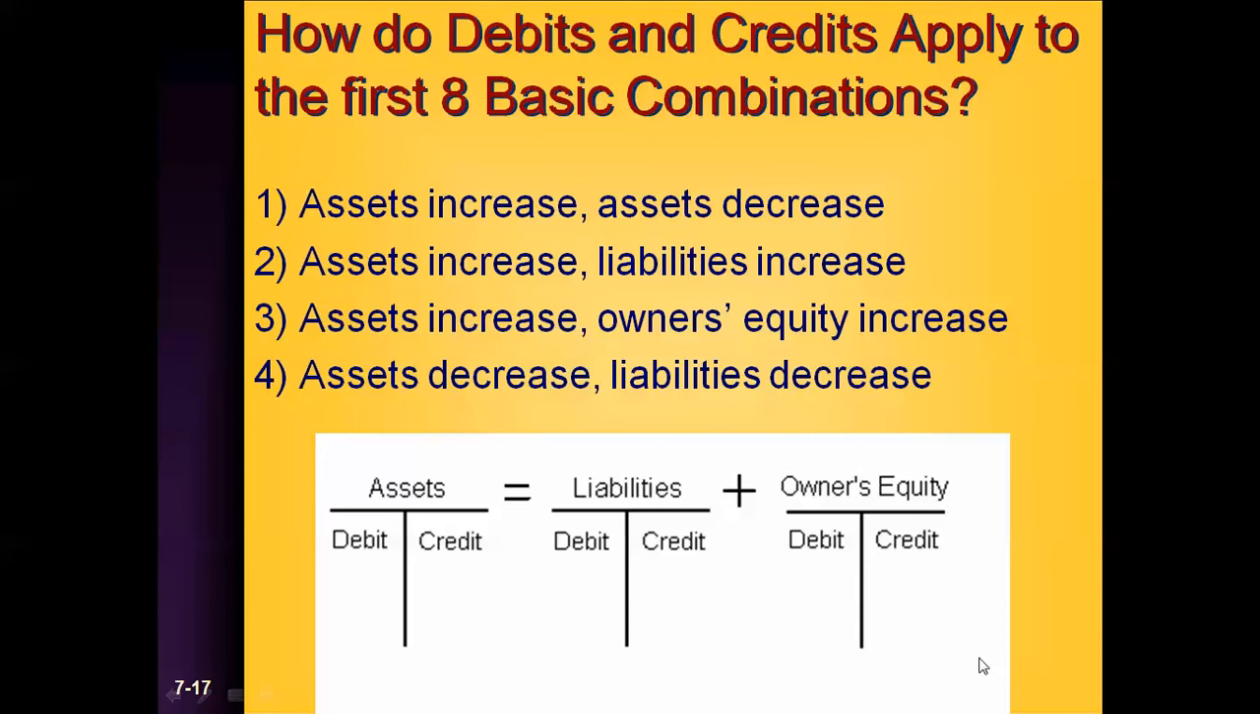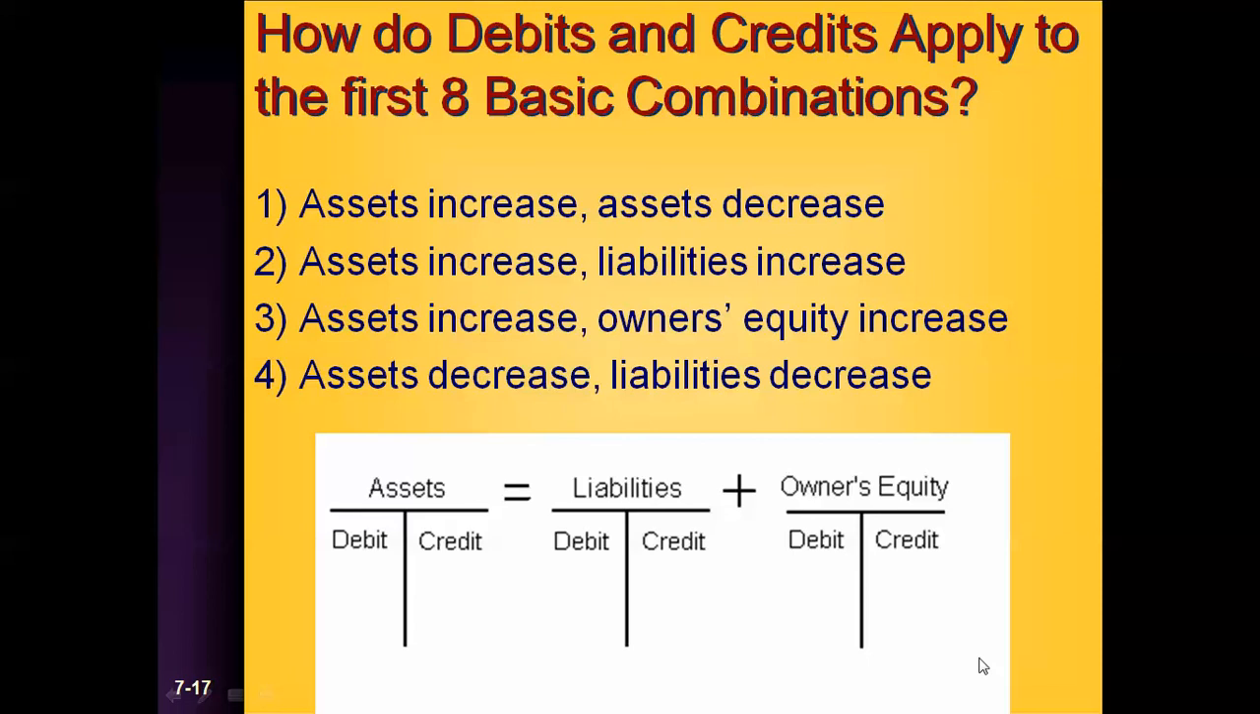Okay, the third example is assets increase, owner's equity increases. In this particular case, a customer might be billed for services provided, and in that case, you would debit accounts receivable, that particular account, but you would credit fees earned.